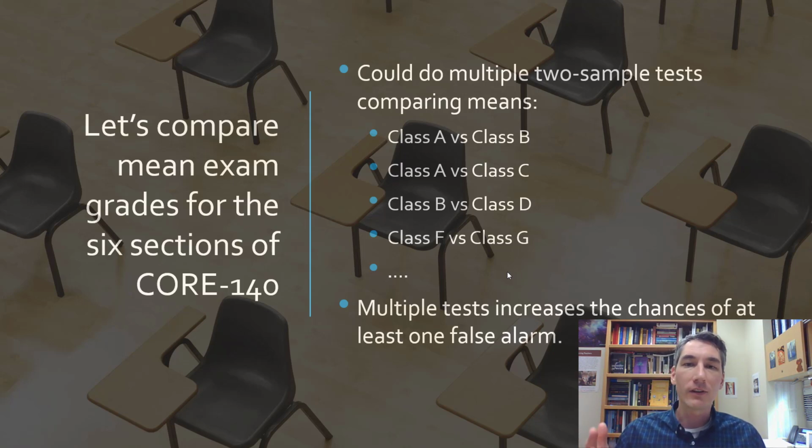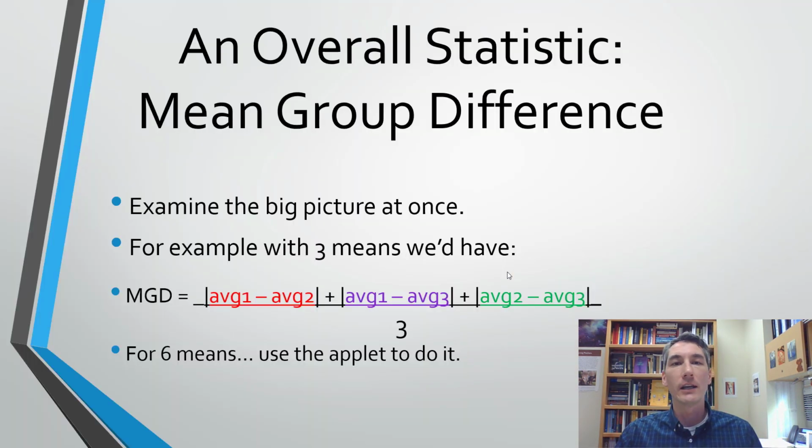Well, if you had 6 different classes and you wanted to do a 2-sample comparison, you're going to compare A to B and B to C and C to D and A to E and E to F and A to F and D to F and D to E. There's all these different comparisons to make. There's sort of too many comparisons, right? And if you make too many comparisons, you can run the risk of having a false alarm, or a type 1 error. So what we really want here is one statistic to rule them all.